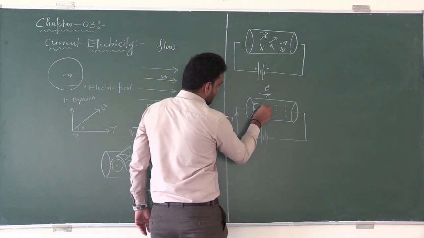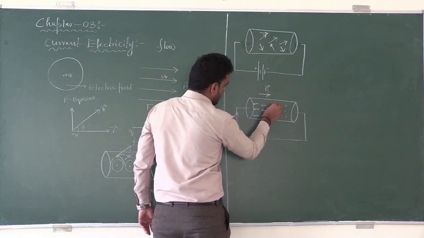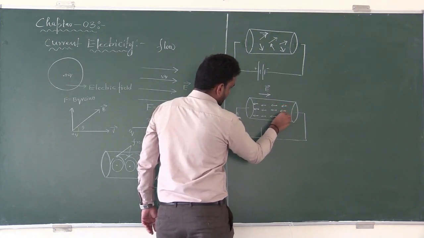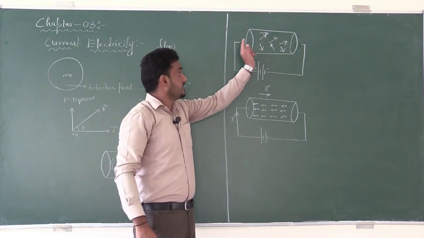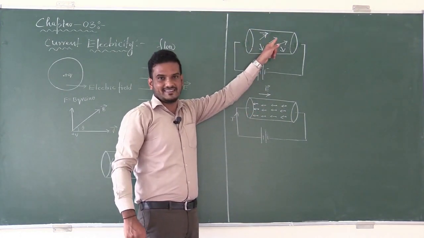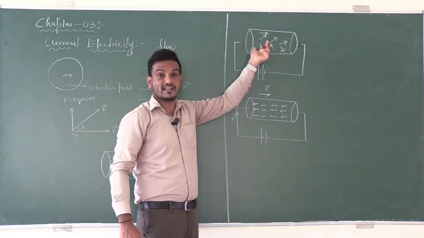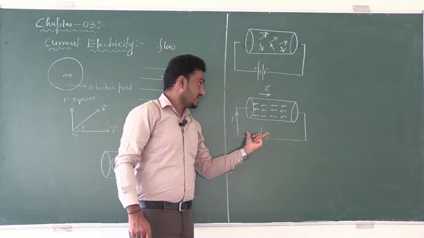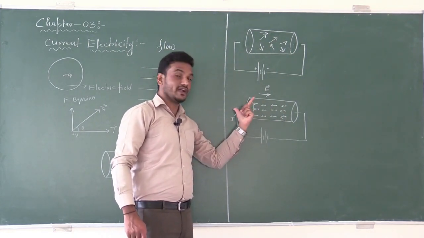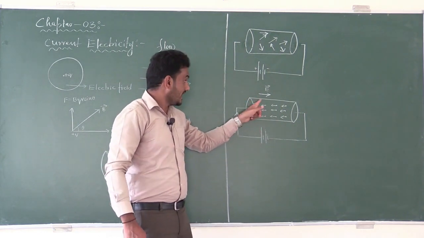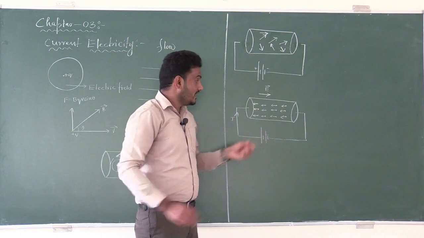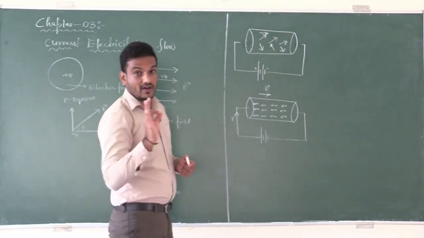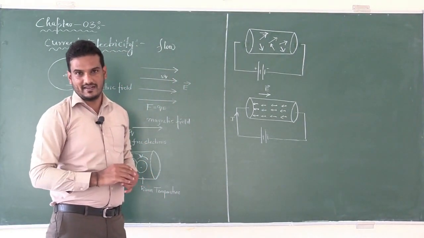Look at the diagram. See, they are moving in irregular order, in random motion, when there is no electric field applied across the metallic conductor. Soon after connecting a battery across the two ends of the metallic conductor, an electric field is set up in the metallic conductor, and the electrons start moving in one particular direction, then they constitute electric current.